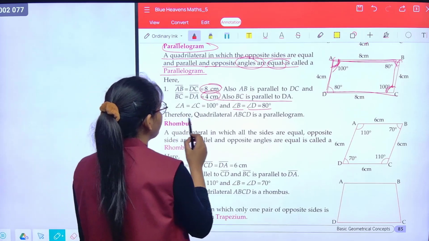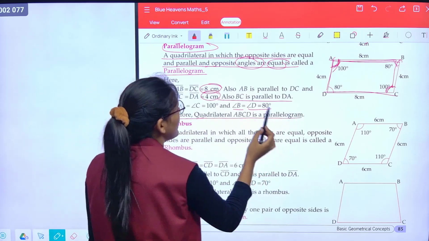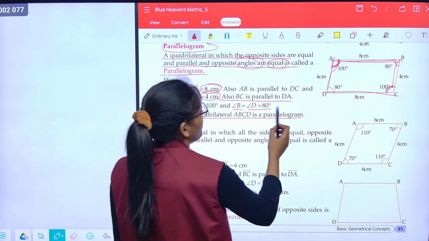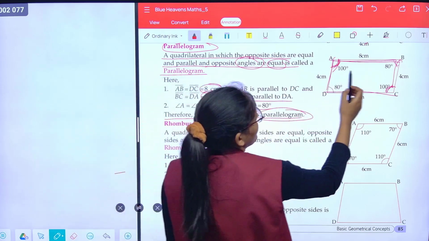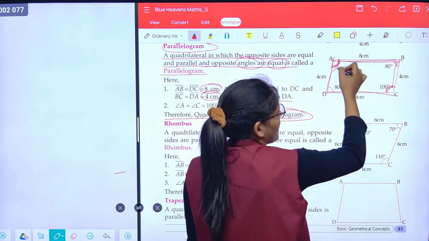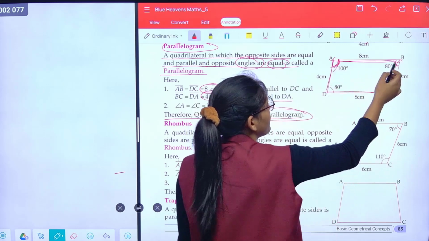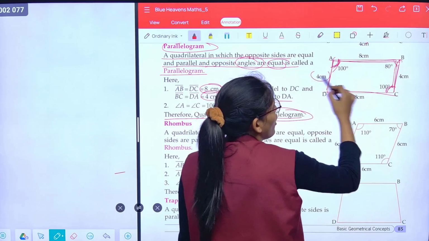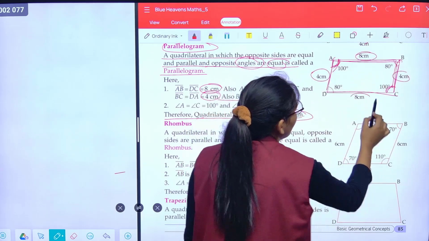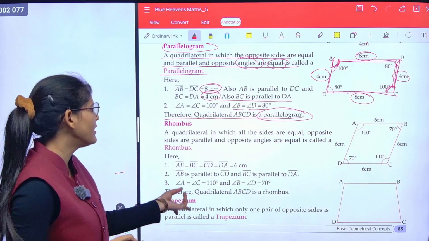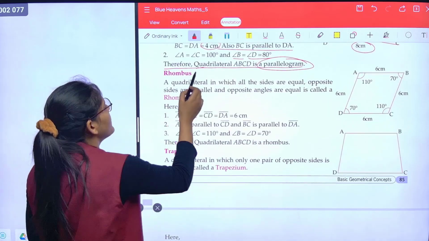Class, okay? Therefore quadrilateral ABCD is a parallelogram because here our opposite angles are the same, 100, 100, 80, 80, and the breadth is the same and parallel to the other, and length also, opposite sides. Understand, class?